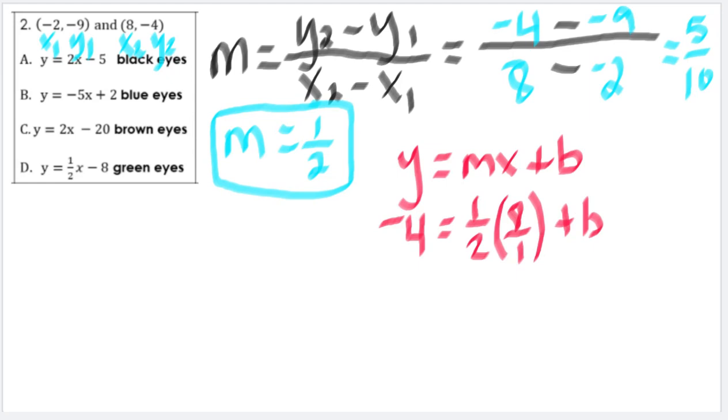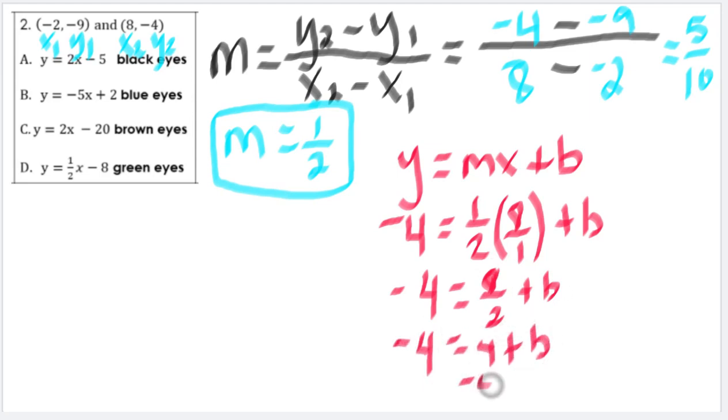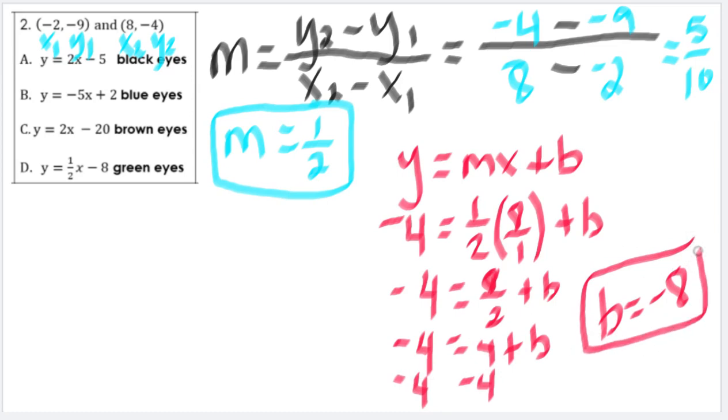Okay, I'm going to put the 8 over a 1. So when I multiply across, 1 times 8 is 8. And then that's an 8. And then 2 times 1 is 2 plus b. So we get negative 4 equals 4 plus b. Subtract 4 from both sides. We get b is equal to negative 8.